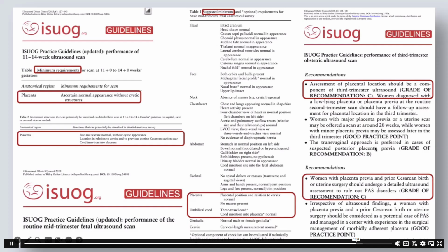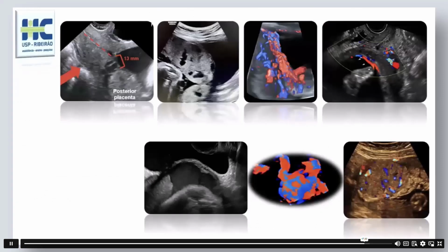And in the third trimester, every time we're going to do an obstetrical examination, we should assess the location of the placenta and the location in relation to previous uterine surgeries. If the patient has low-lying placenta or previa and previous uterine surgeries, this is a positive screening for PAS. Send the patient to specialists to exclude or confirm this diagnosis.